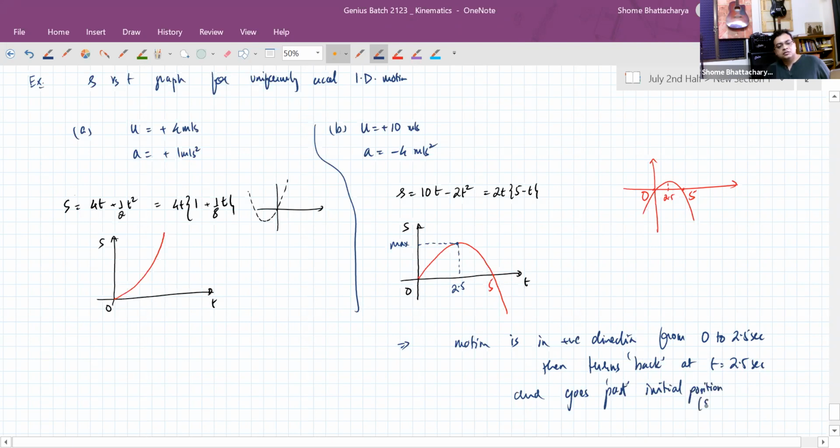See, at t equal to 5 seconds, it has a negative displacement after t equal to 5 seconds. Okay. And the maximum displacement is reached at the maximum positive displacement. So that's equal to the value of S at t equal to, sorry, 2.5. So you can see that that is 5 into 2.5.